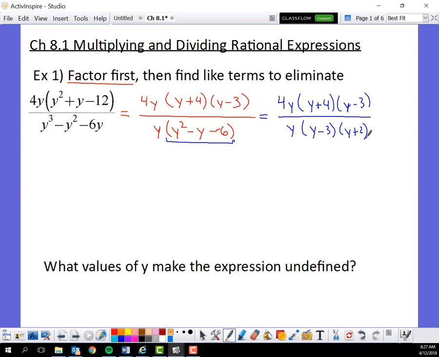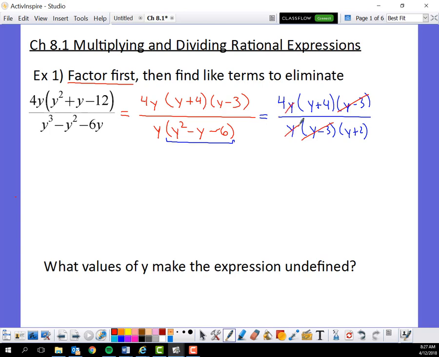Then our second hint here is to find like terms to eliminate. Now, what is a like term? A like term is an expression that is exactly the same as another expression. For example, if you look at the top and the bottom of this fraction, we see that we have a y minus 3 on the top and we have a y minus 3 on the bottom. Those factors will actually cancel each other out. I also see that I have a standalone y right here and a standalone y on the top. Those y's will cancel out.